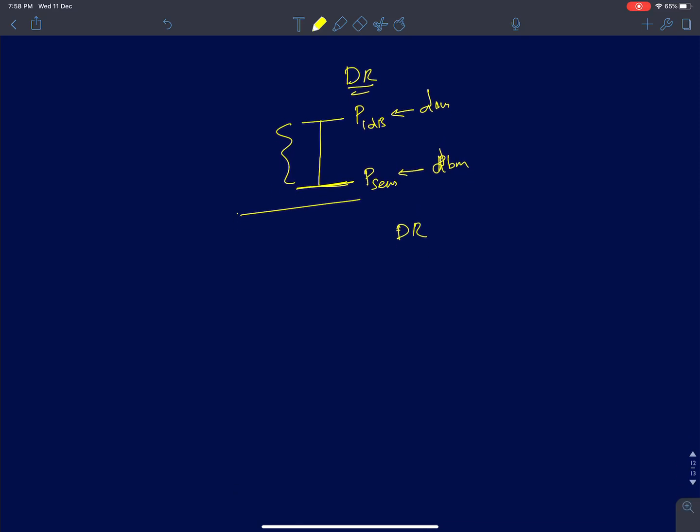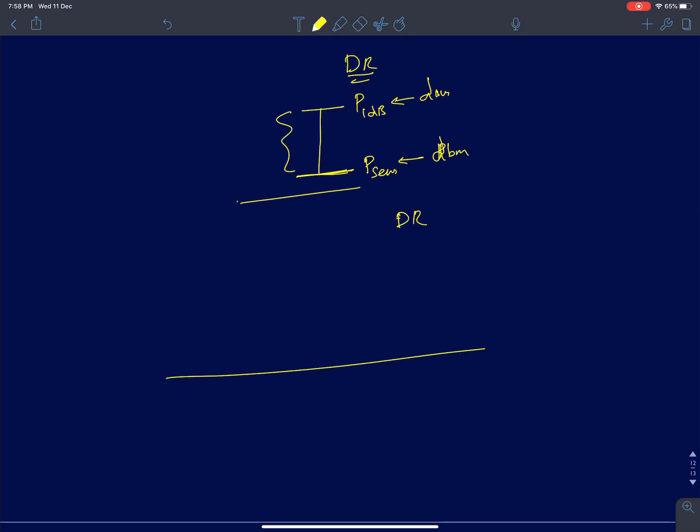The other definition is called the spurious free dynamic range. So what we are going to do is apply two tones. Understand the minimum level is still the same. It is actually P sensitivity. The minimum level is always fixed. The maximum input definition will change. The second form of dynamic range is what we call SFDR, the spurious free dynamic range. It's given in your textbook as well. I've used the same terminology here.